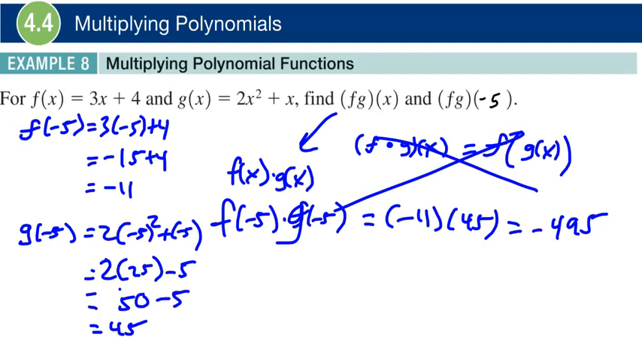Okay. So that's one way to do it, is first plug in -5 into both of the functions and then just multiply those two numbers. The other way is to do this first, is to multiply 3x plus 4 times 2x squared plus x. Multiply this binomial out and then whatever you get, and then you plug in -5. I mean, it's going to give you the same answer. It just depends on how you want to look at it.